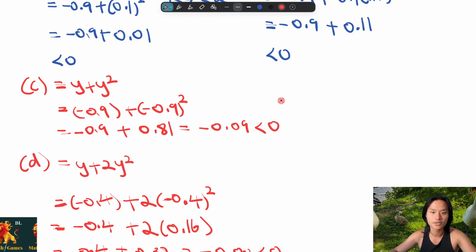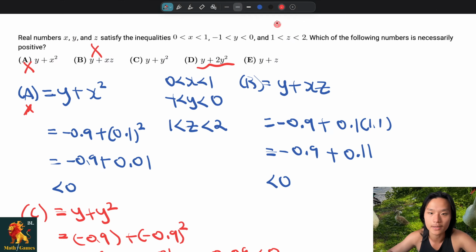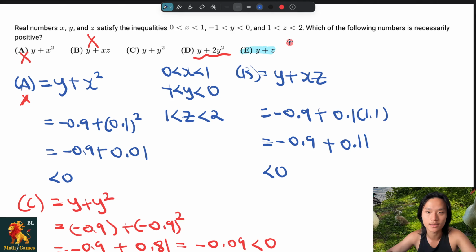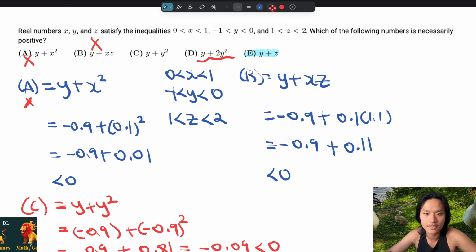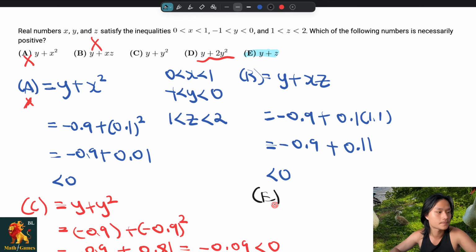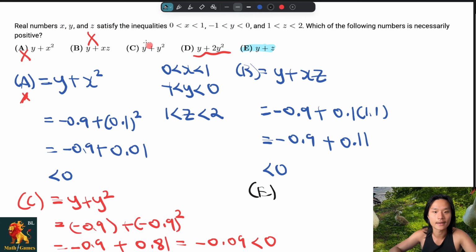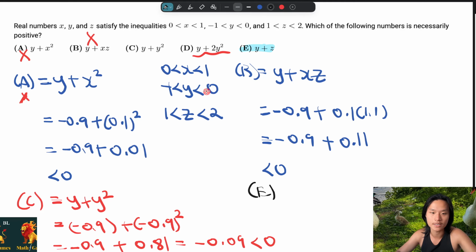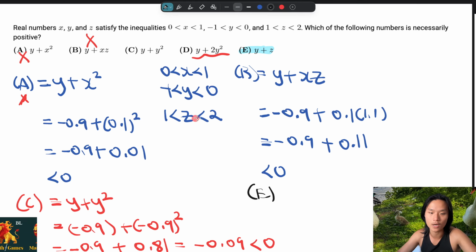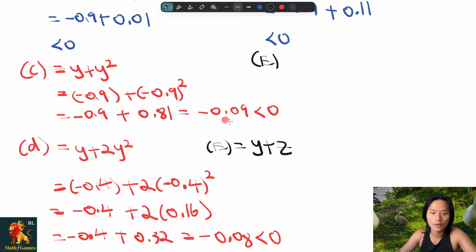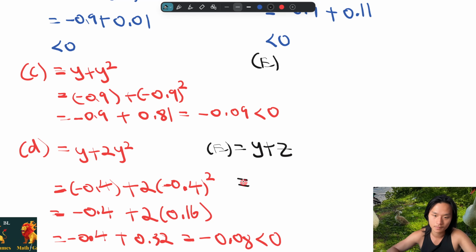So just by the method of elimination, we can already say that the answer is E, but we want to be extra careful and make sure this is always positive. So let's think about y plus z now. Okay, so option E, let's say I write it here. Option E, y plus z, and we know y is between -1 and 0, and z is between 1 and 2. Well, let's try and make it as close to negative as possible.